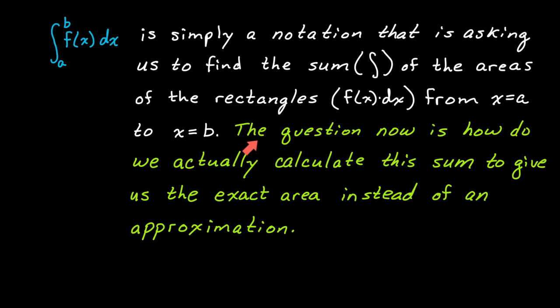The question now is, how do we actually calculate the sum if we don't have a graph or anything, we just have an equation, a function? How do you actually calculate the sum of the rectangles to give us the exact area instead of just an approximation? Okay, so what we want to do is develop a formula, or an understanding of what your integral is going to be finding.